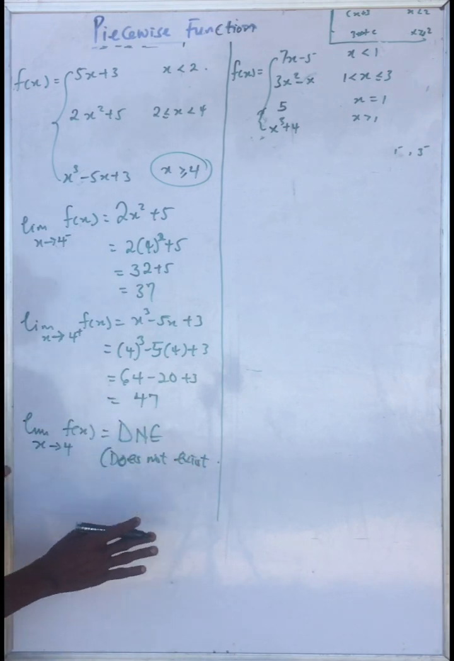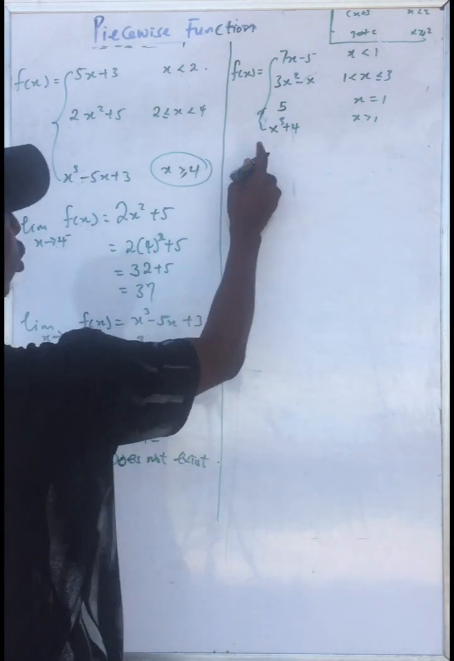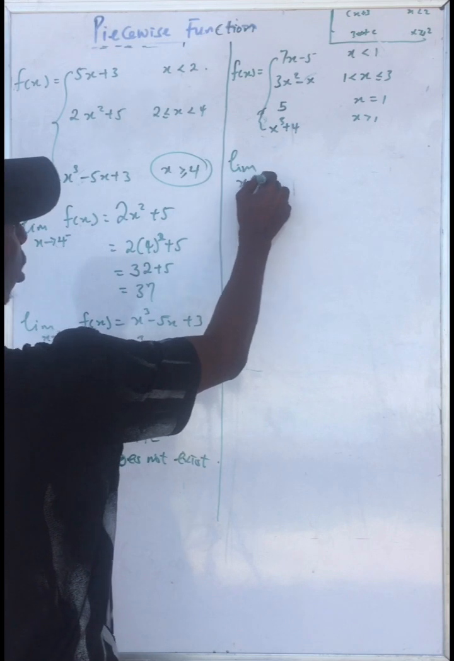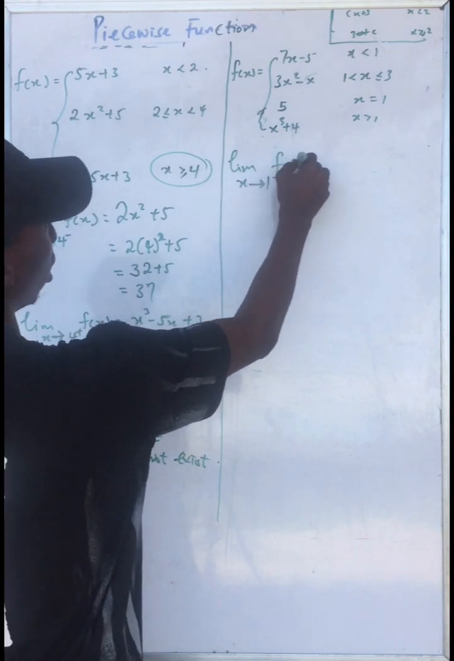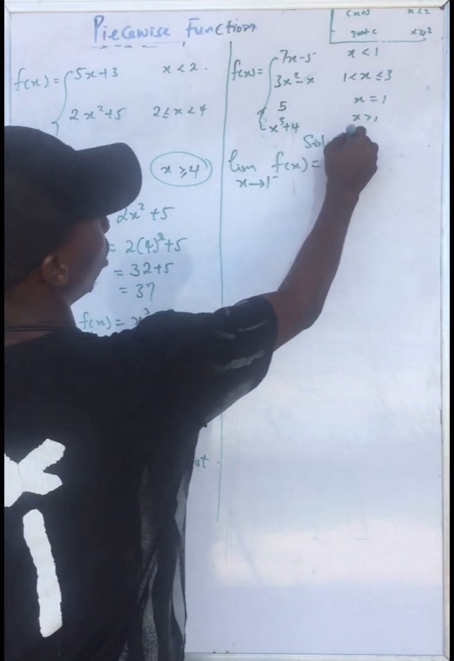So that is the solution to this problem. Now shall we consider this problem here? So we are going to find, let's just predict the question: find the limit as x approaches 1 from the left. So the limit as x approaches 1 from the left would then be what?